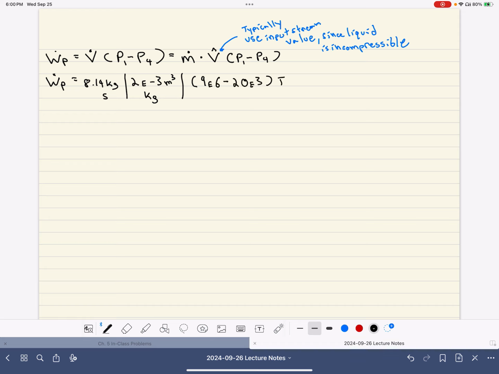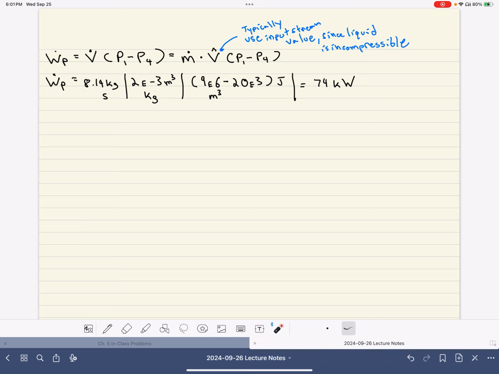I'll write this in units of joules per meter cubed. And what we get is that the pump work is going to be equal to 74 kilowatts. Okay? And so compared to the work that's exiting the turbine, this pump work is much smaller, right? Because for the turbine, 10 megawatts were leaving. For the pump work, this is positive, so this means this is the work we need to put into the pump. But it's a relatively small amount compared to the turbine.